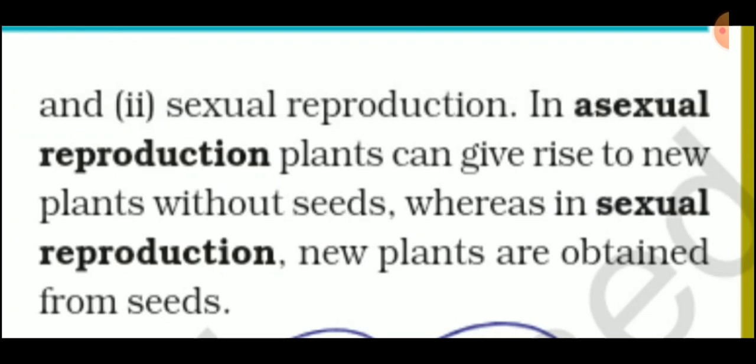All of you underline the words, students. Asexual reproduction: plants can give rise to new plants without seeds. This is very important. Underline the words: without seeds. Sexual reproduction, next, another one. Sexual reproduction: new plants are obtained from seeds. Underline the words, students.